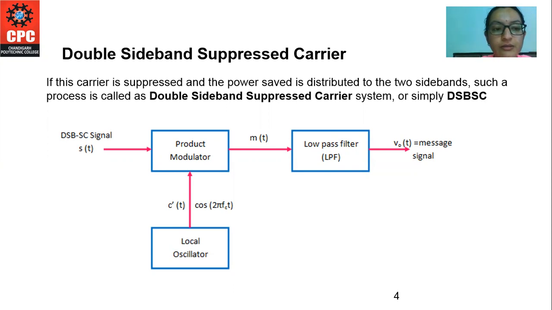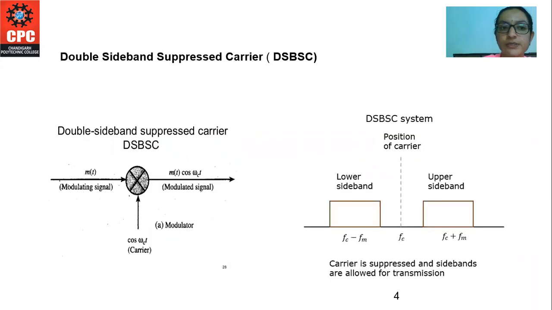For example, this is for a DSBSC signal at the receiver end. The product modulator's work is to multiply the local oscillator's frequency, which is known as the carrier frequency, with the signal and give the modulating signal at the output. After that, a low pass filter is used, which gives us the output of only very low frequencies. So this is about our double sideband suppressed carrier.